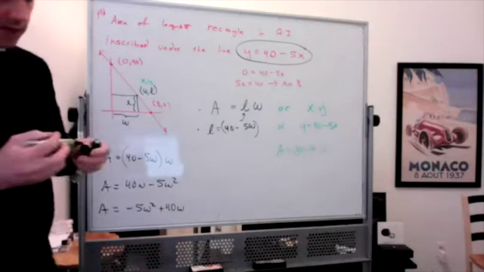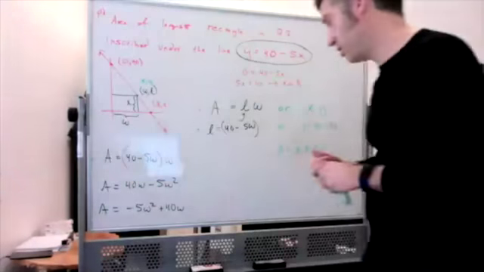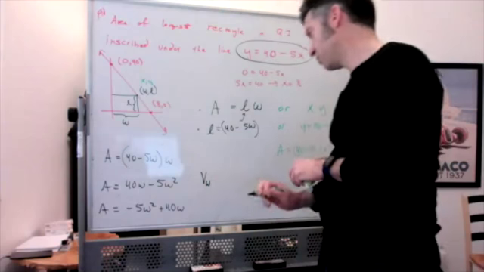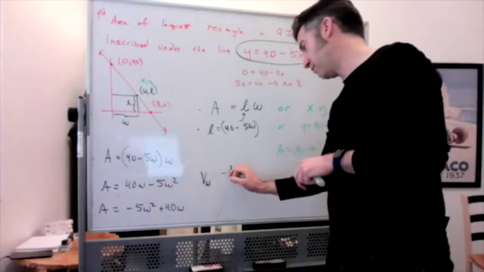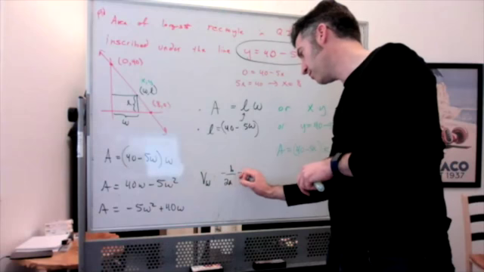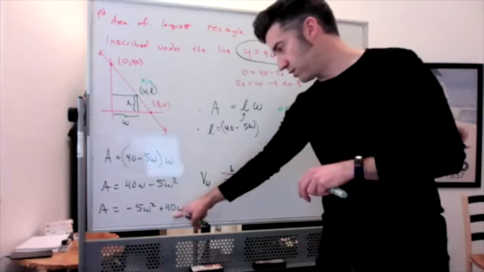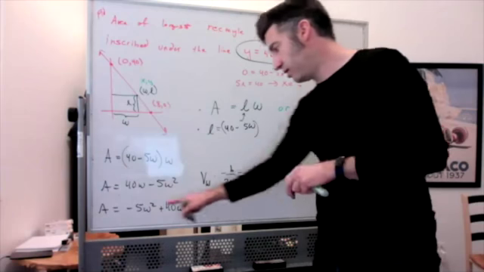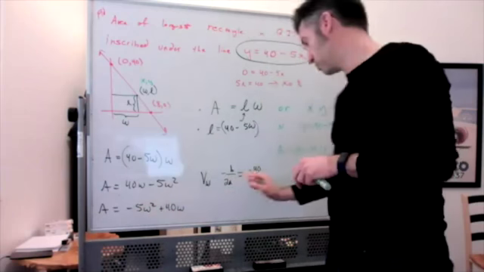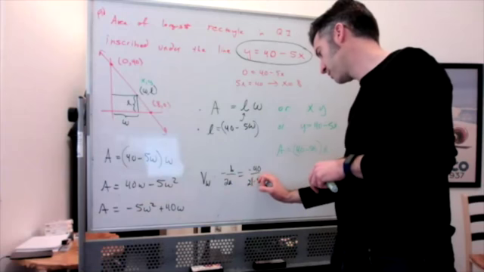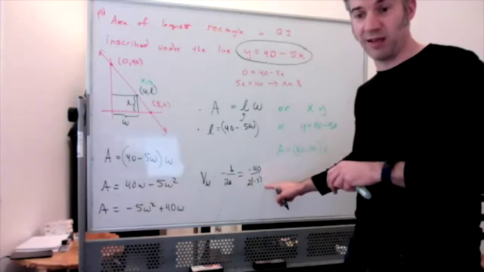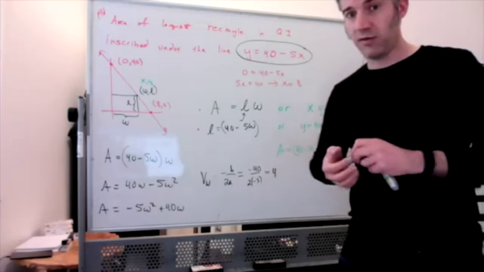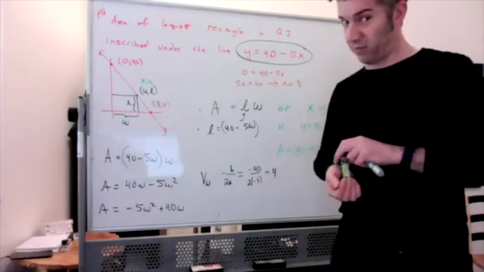And now we want to find the vertex of the parabola. So I'm going to try to find the W coordinate, which is going to be negative b over 2a. Negative b, the coefficient of W is 40, so negative 40 over 2a. The coefficient of W squared is negative 5, so 2 times negative 5. Let's see, negative 40 divided by negative 10 is equal to 4. So the W coordinate is 4.